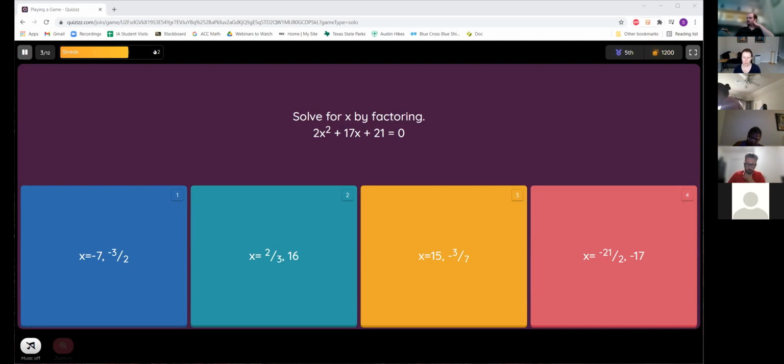And if you are done, make sure you practice your checking skills. Make sure you practice plugging it back in and that they work. That's a good skill for your test. You want to get 100% on your test. You want to get all the points you can.